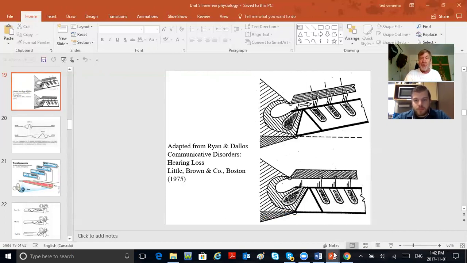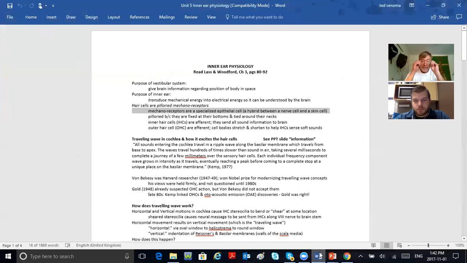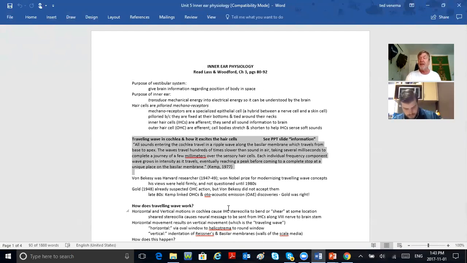All right, so back to the notes here. Good. And we'll read this paragraph again. All sounds entering the cochlea. Stop here. Sounds don't enter the cochlea. This man, Kemp, was just explaining it to the lay public, and to the lay public, that's what they can understand. You and I, we know that sound waves don't enter the cochlea, okay?